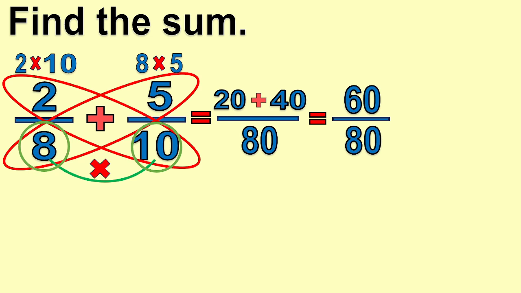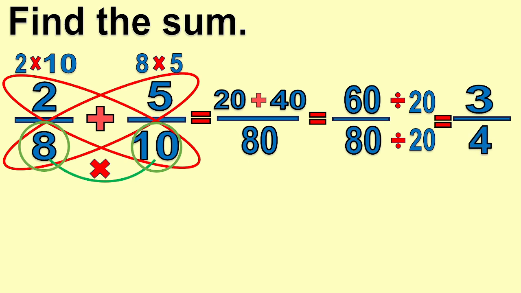Now, let's convert 60/80ths into its lowest term. To reduce a fraction, divide both numerator and denominator by the greatest common factor. The greatest common factor of 60 and 80 is 20. Now, divide the numerator. 60 divided by 20 equals 3. Divide the denominator. 80 divided by 20 equals 4. So our final answer is 3/4.